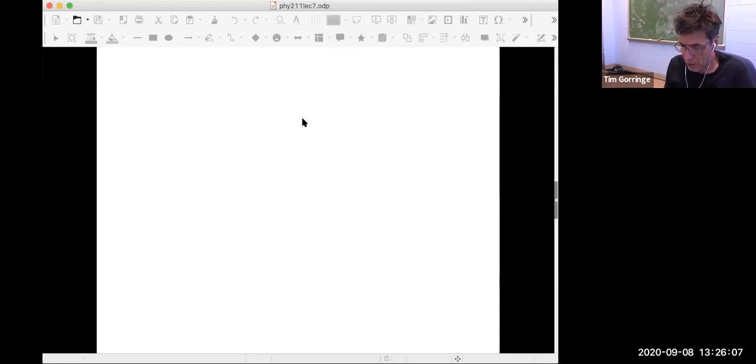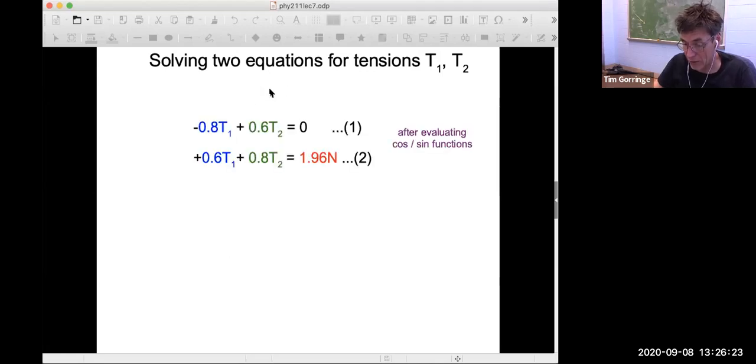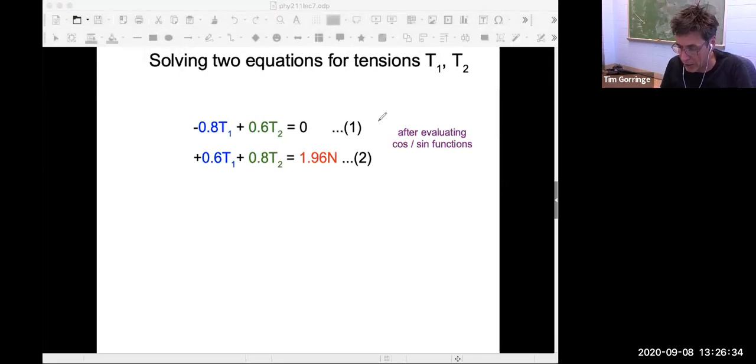Okay, so now let me go ahead and do the calculation, if I can. And the calculation amounts to taking those two equations and solving them for the two unknowns in those equations. So I've written out here on this overhead those two equations again, but I did one extra little thing that'll keep the equations looking a little simpler here.